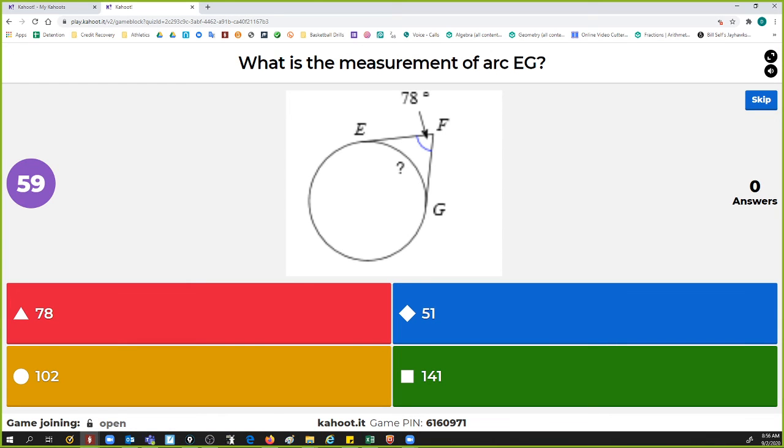What is the measurement of arc EG? Oh, who was listening earlier? Who was listening? I basically just gave this one away to you.